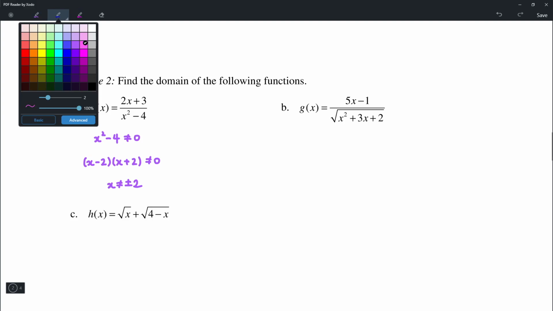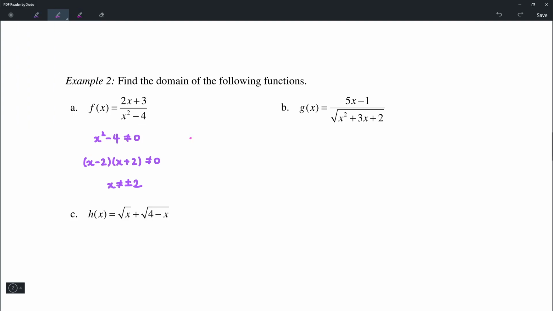Alternatively, we could have also just moved 4 to the right-hand side, and then just square root both sides, and we still get x cannot be equal to positive or negative 2.